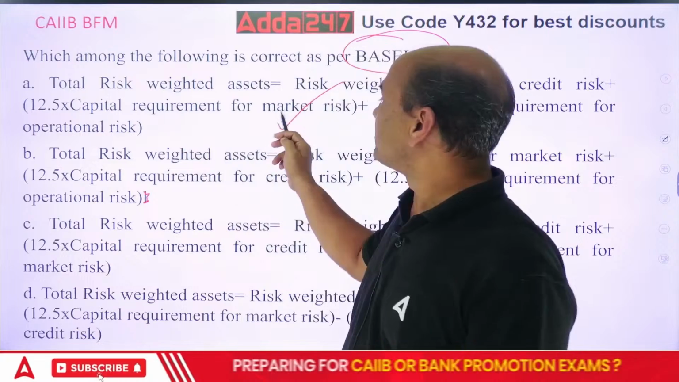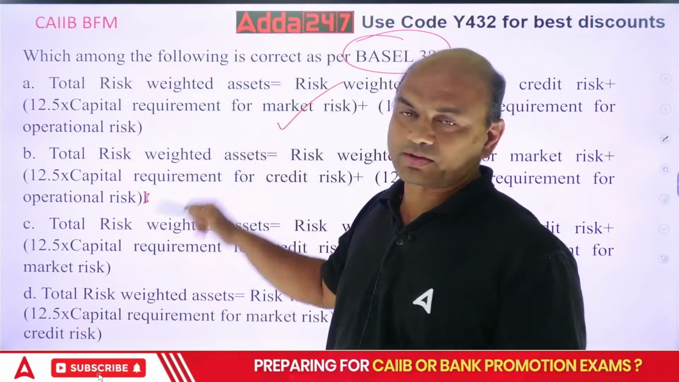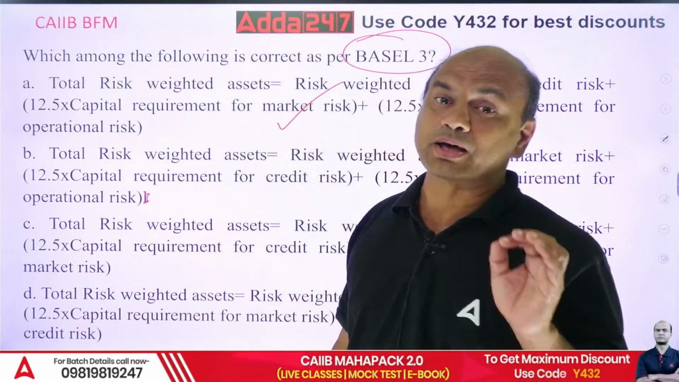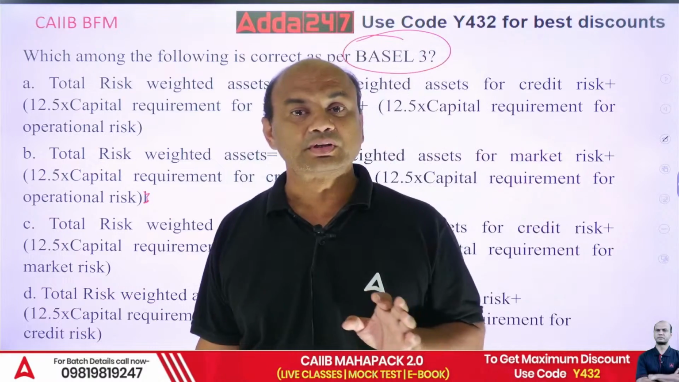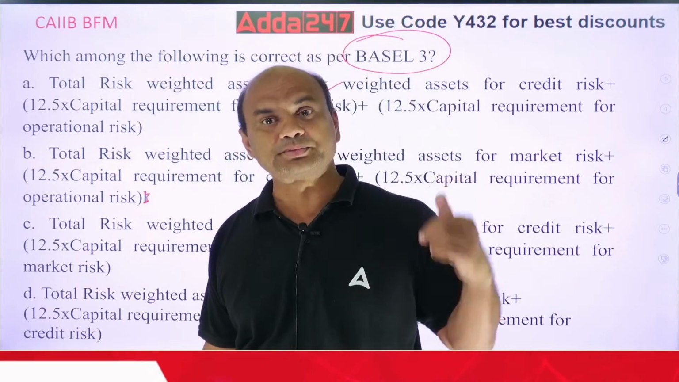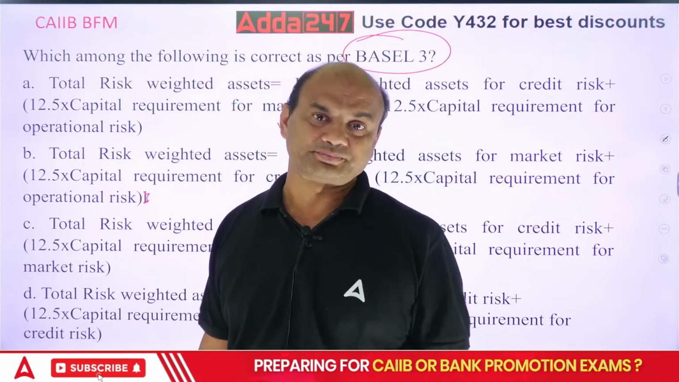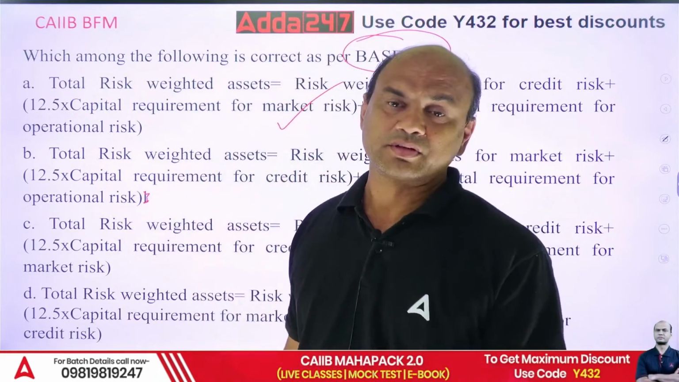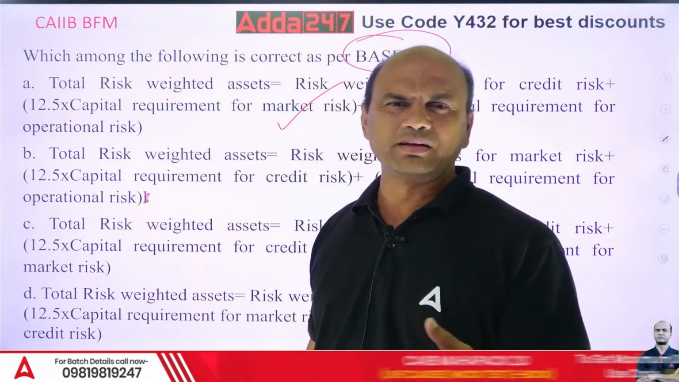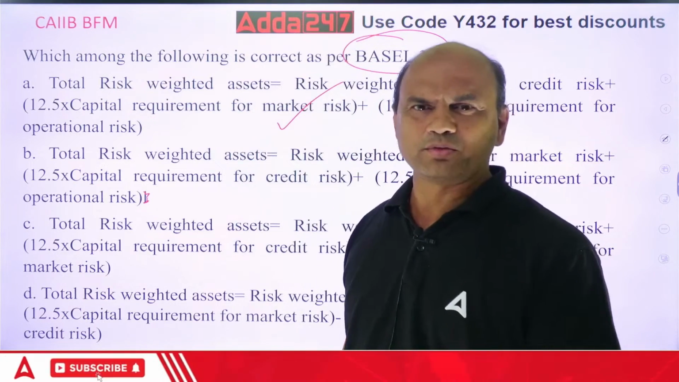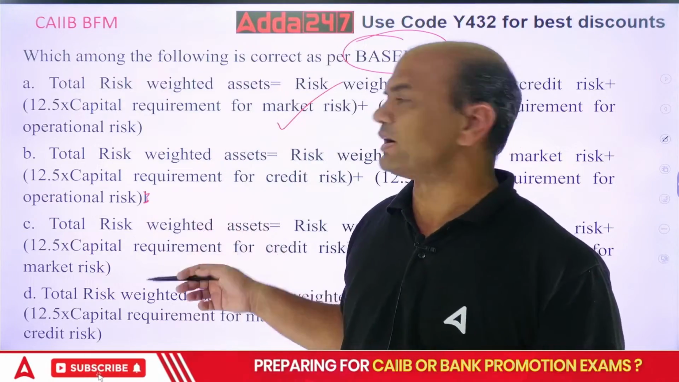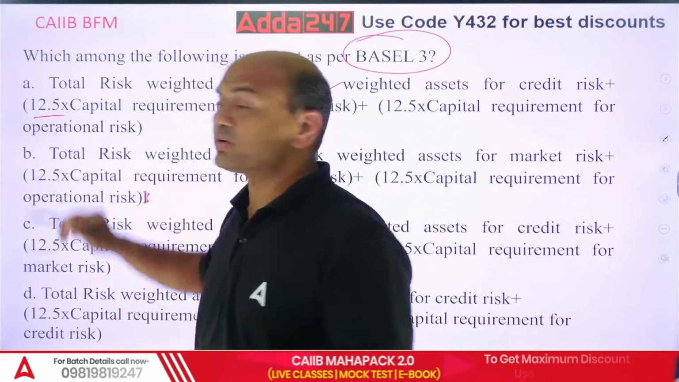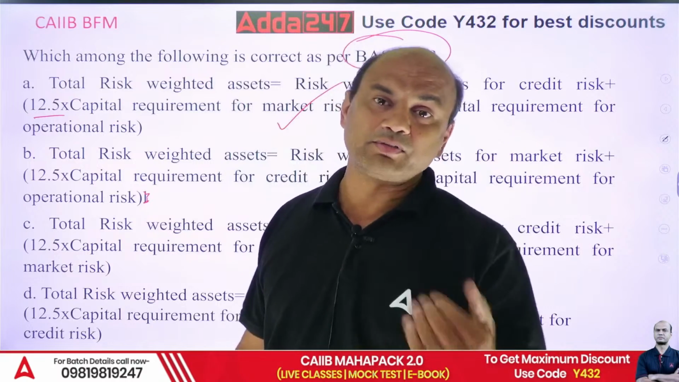Capital requirement for market risk, so RWA for market risk is never known. That you will have to calculate. Similarly for ops risk, you will have to calculate. So as per Basel, this is very correct. Many of you learn this formula, isn't it? But I'll tell you the reason, the logic behind this formula. Why this 12.5? Why not 13.5? Why not 11.5?